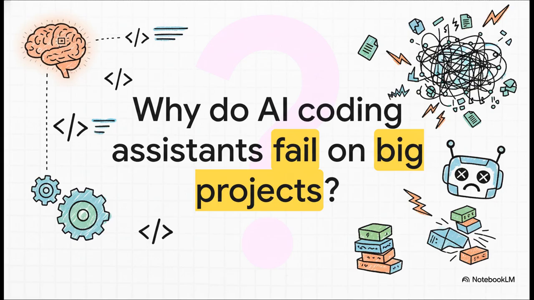I mean, we've all seen those slick demos where an AI just flawlessly generates a little code snippet. But the second you ask it to build an entire application with multiple files, it just completely falls apart. So what's going on here?